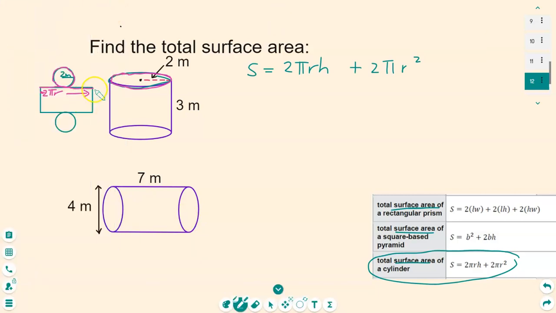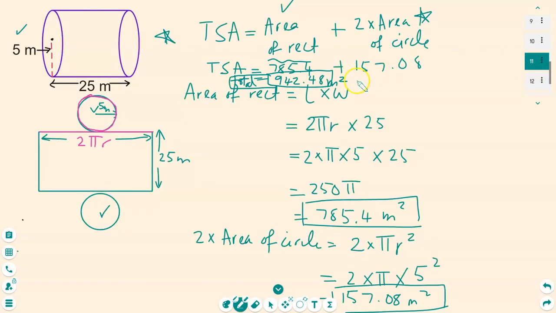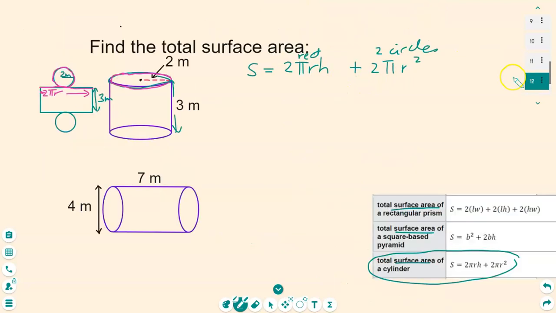What do you reckon the height of this rectangle? The height of the rectangle is going to be 3 meters. That's that bit. And once we see that, we can see that this is the rectangle. This bit's the rectangle, and this is the 2 circles. Just like we had a rectangle and 2 circles in this formula. But let's just use it.